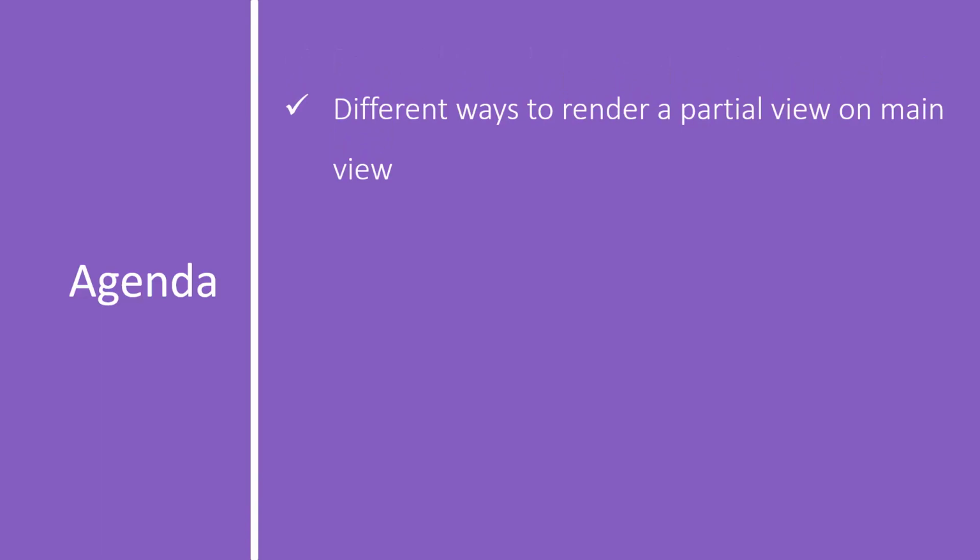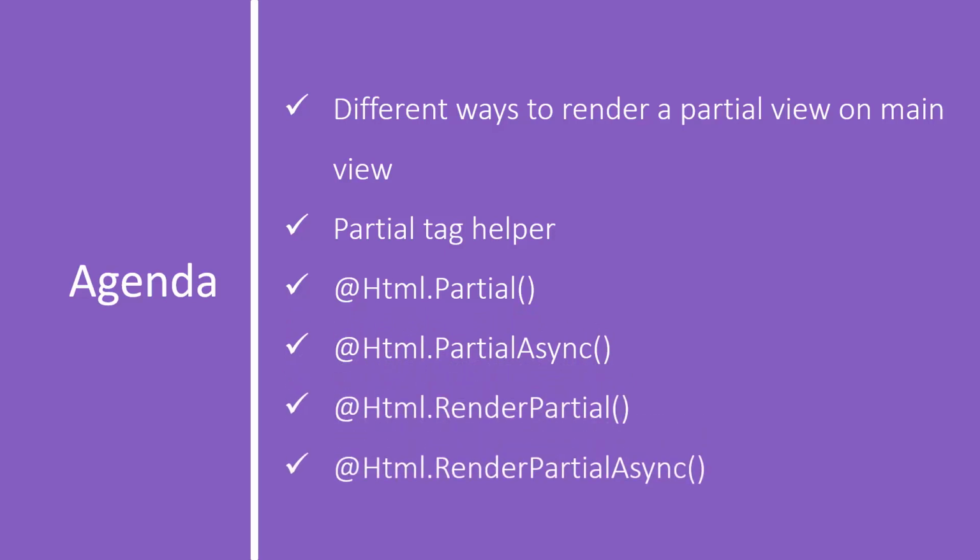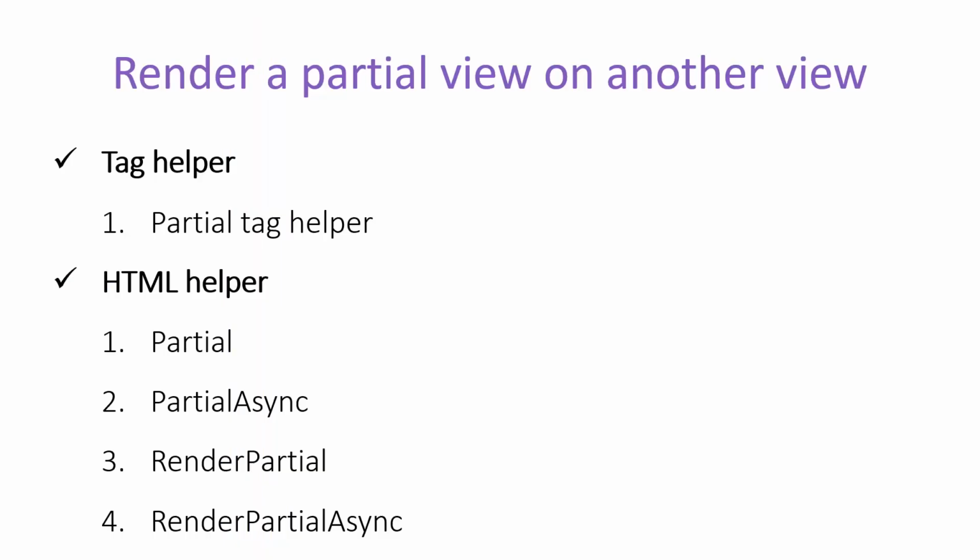What are the different ways to render a partial view on main view? What is a partial tag helper? What is Html.Partial? What is Html.PartialAsync? What is RenderPartial? And what is RenderPartialAsync? In the previous video we have already covered this tag helper. So we have rendered a few partial views by using this partial tag helper.